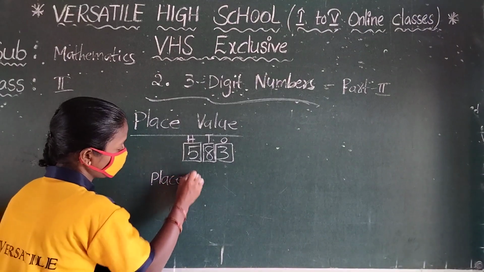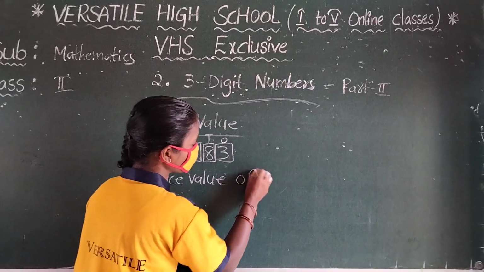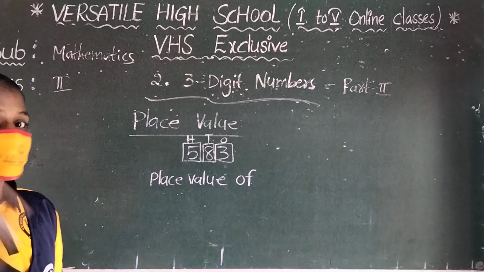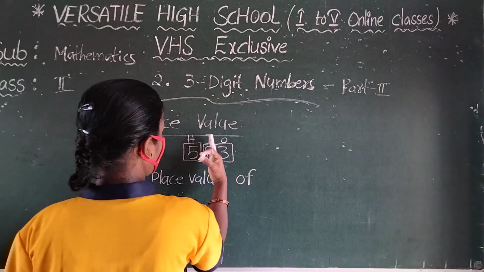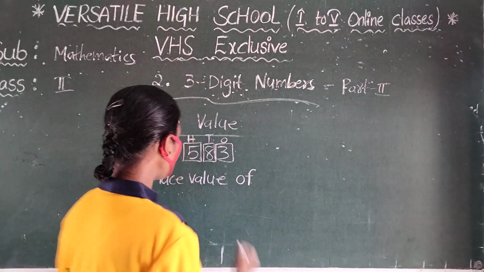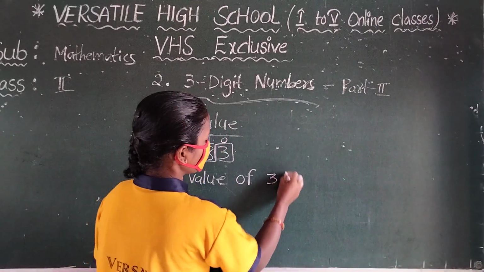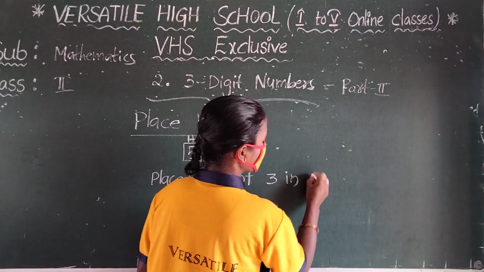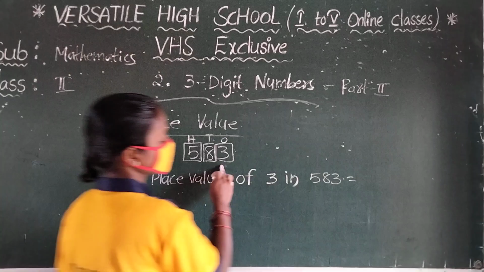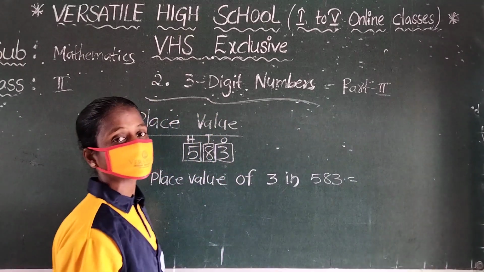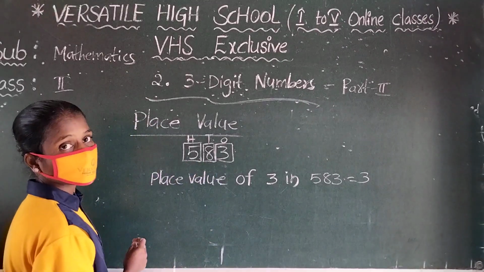So what do you write? Place value of, first we are going to 3. 3 is in the first digit. You know, right to left: ones, tens, hundreds. So place value of 3 in 583. How can you write it? That is in the ones place. That means product with 1. 3 ones are 3.